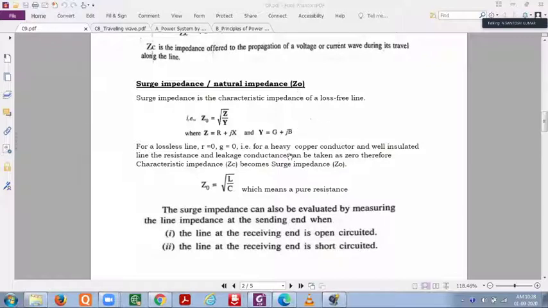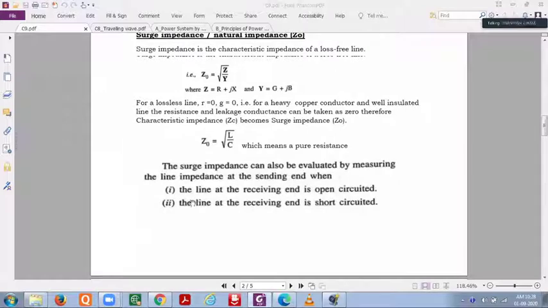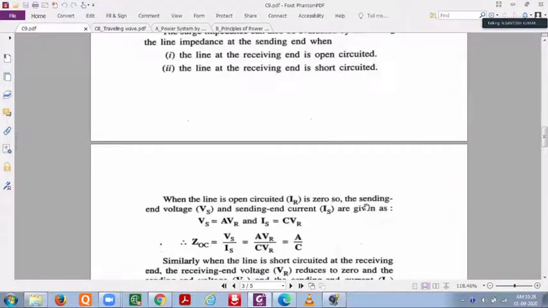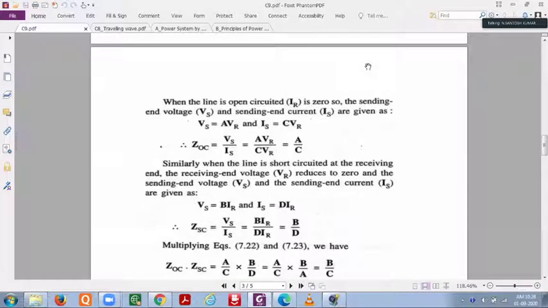See here, from your two-port network equation you already know that equation. If you want, I will write that, or else it's not compulsory. Those who want can check here. Vs is equal to AVR plus BIR.